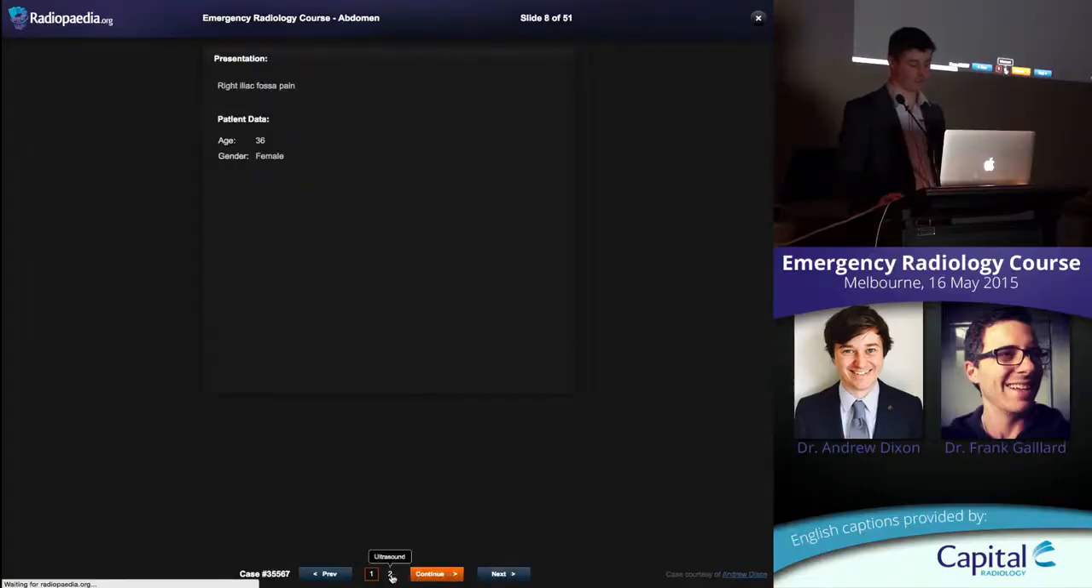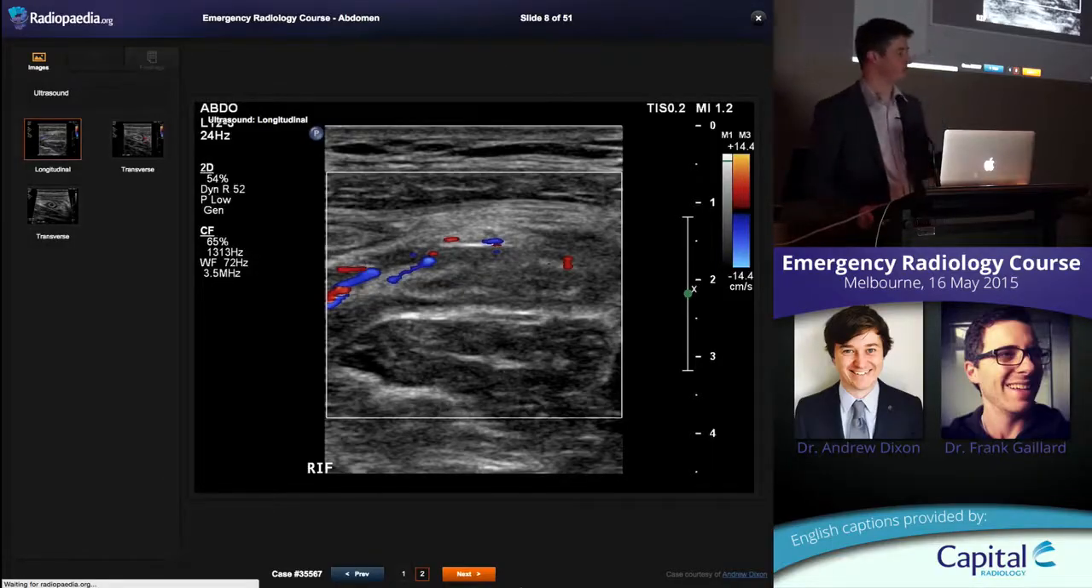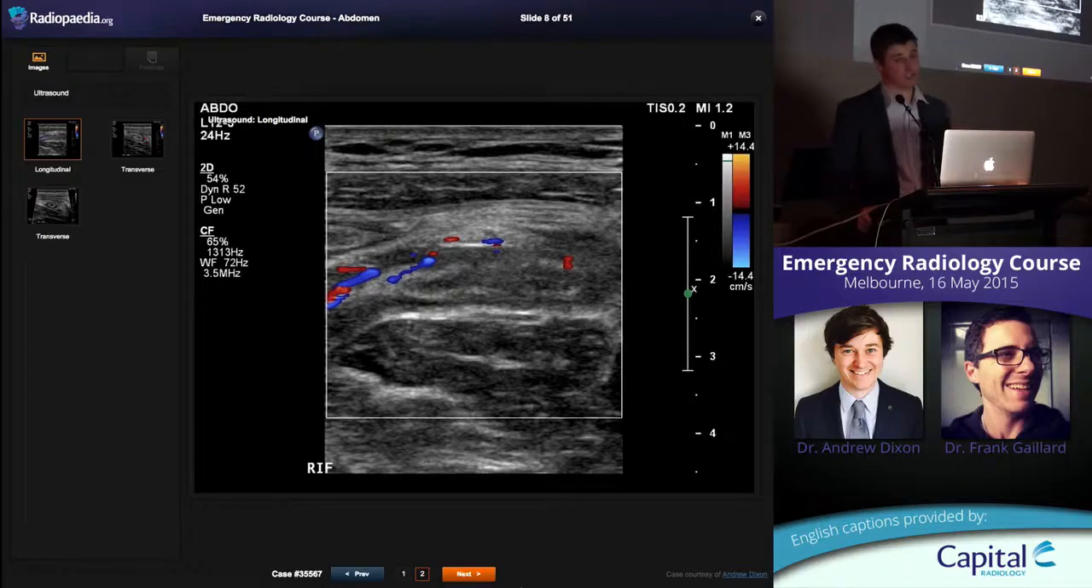Okay, right iliac fossa pain in a 36-year-old female. Female is the key here. If you have a female with right iliac fossa pain, then ultrasound's a really good test because you're going to be able to look at the ovaries and the uterus, and you're also going to be trying to look for an appendix to confirm appendicitis.